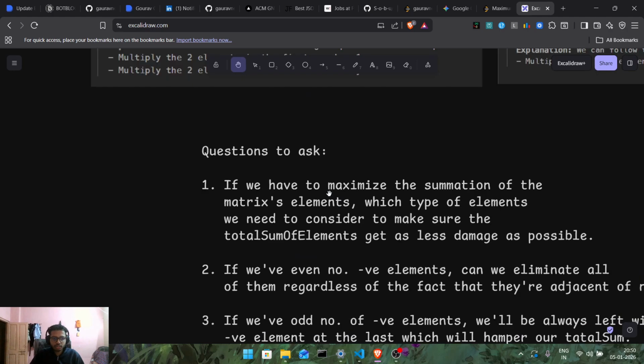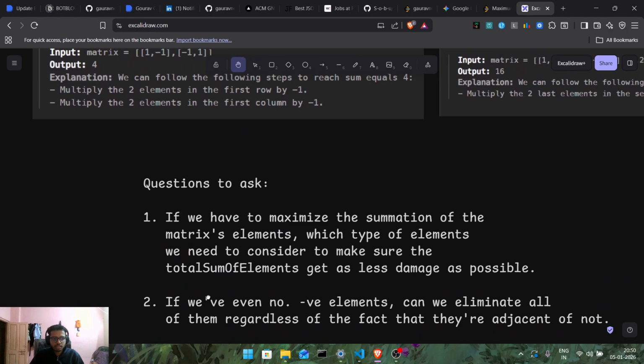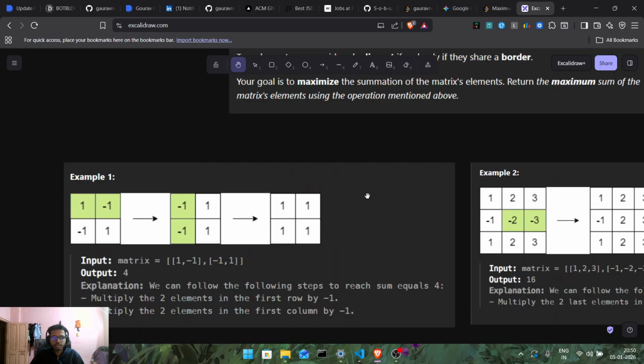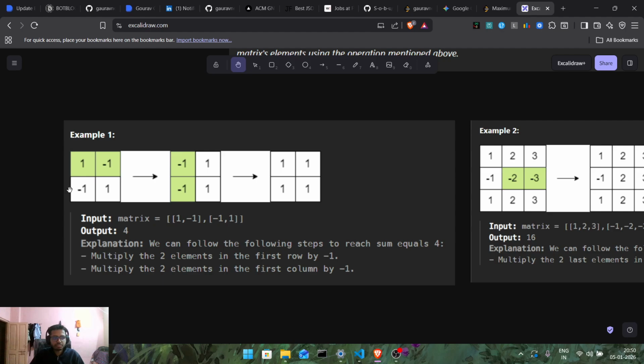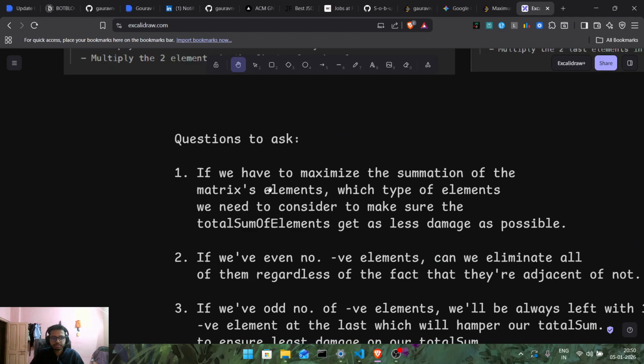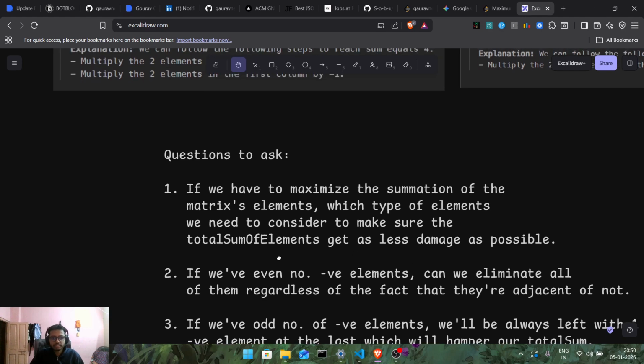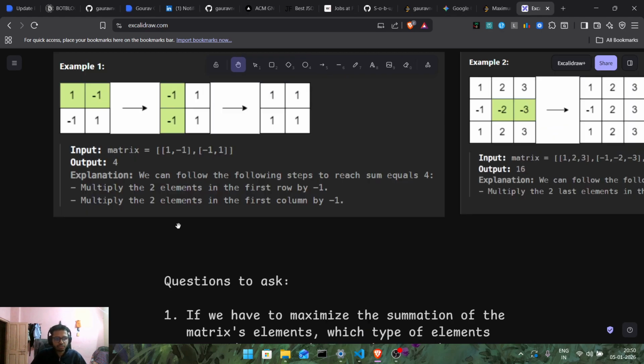So we get it. Now, in question number 2, we ask: what if we have an odd number of negative elements? Now let's think about it. If we have an even number of negative elements, here we had an even number of negative elements. Can we eliminate all of them regardless of whether they are adjacent or not? It will be odd, sorry. So, regardless of whether they are adjacent or not, can we?